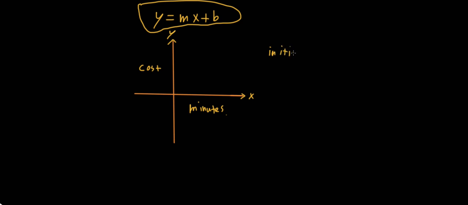So let's say the taxi driver has an initial fee. No matter how long you ride the taxi, you're going to pay at least $1. So the initial fee of just getting into the taxi is $1. And then per minute, the taxi driver charges you $2. So it's a very, very expensive taxi. Let's see if we can graph this visually.